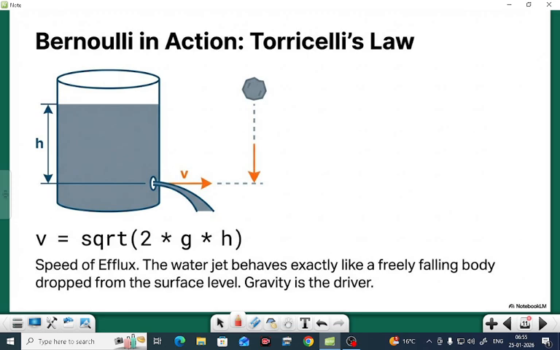Bernoulli in action, Torricelli's law. You see here that V is equal to the square root of 2gh. This is Torricelli's law, the speed of efflux.